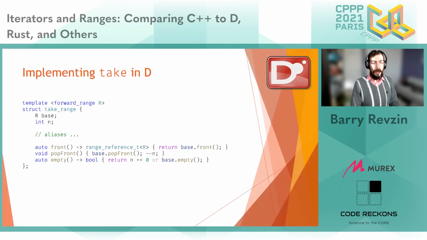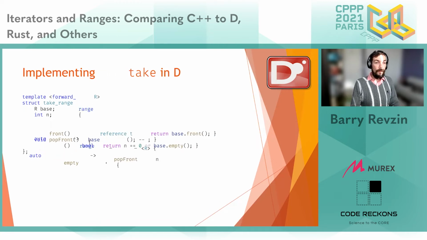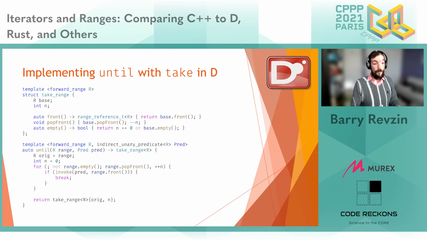So rather than takeWhile, we can create a take. What take does is it produces up to n elements of the underlying range. So front defers to the underlying front. We're not doing anything with the elements themselves. popFront both pops the underlying range and decrements our counter. And so we're empty when either the counter reaches 0 or the underlying range is empty, because we don't necessarily know how many elements there are. So we may need to stop even before we've consumed n elements. And we can use this range to then produce an eager algorithm. So what we can do is count the number of elements that we need to take.